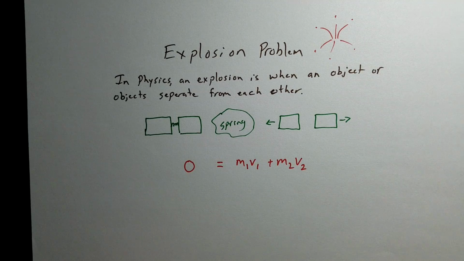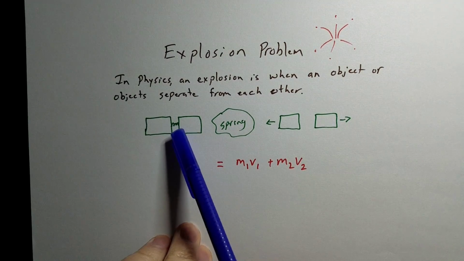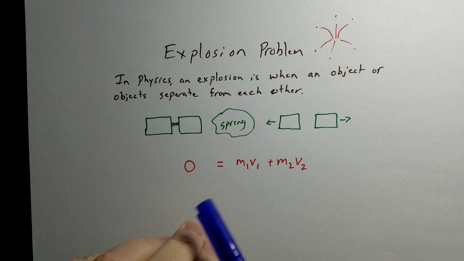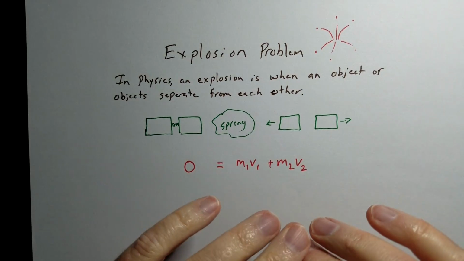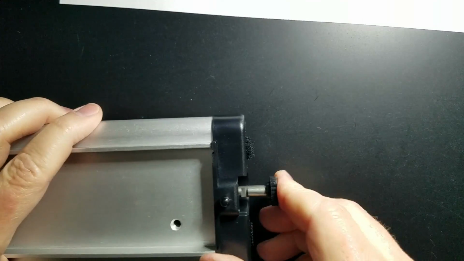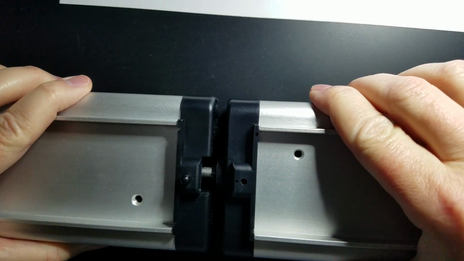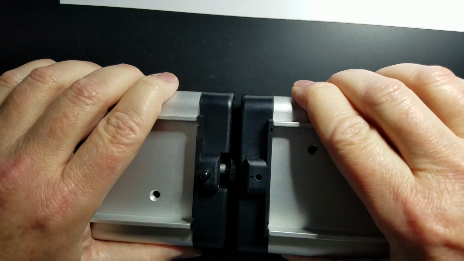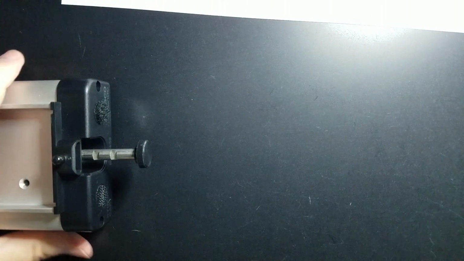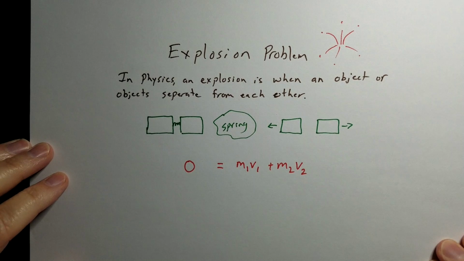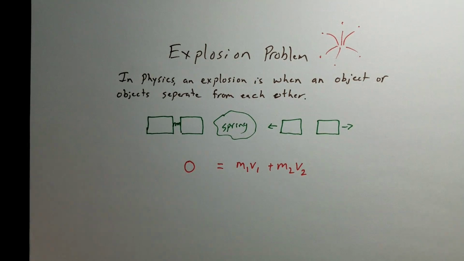It could be where, like in this picture, I've got a spring that's going to separate these two masses. Or it could be just one person pushing off against another one. Or it could be something like this, where we have a cart, that little plunger right there, another cart, they're held together, and then when you let go, they separate. That would be a good example of an explosion. It doesn't have to be where something actually blows up. It could just mean one object is separating.